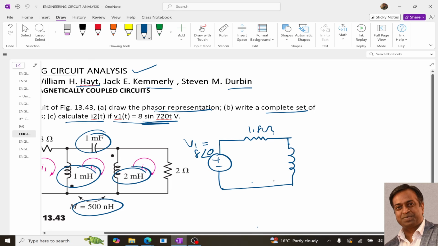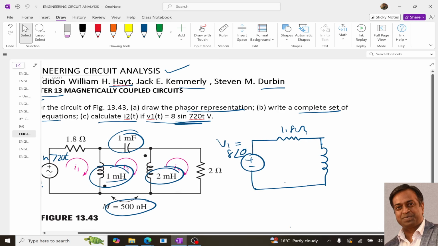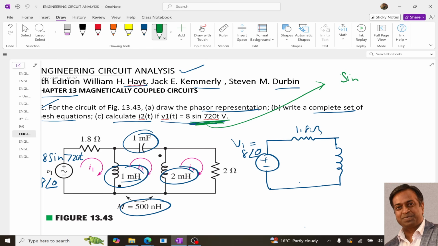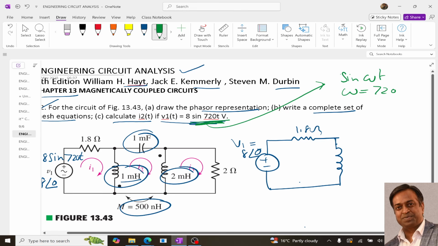Now this is 1 millihenry, and from here you can see that if you compare it with the general equation, we write it as sine omega t. So it means that our omega is 720 radian per second. Let me write it clearly. Radian per second, right?